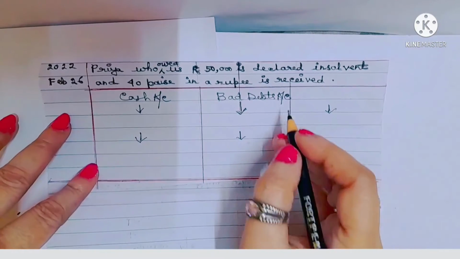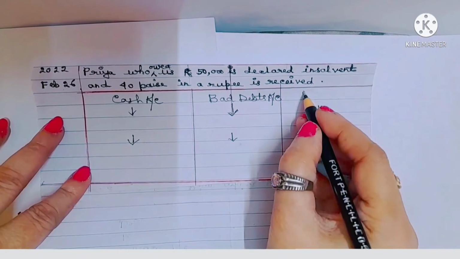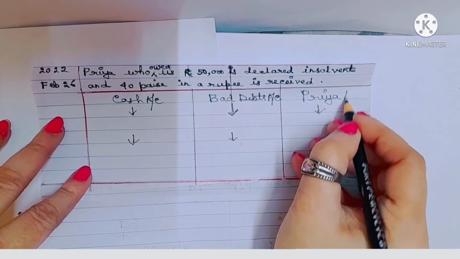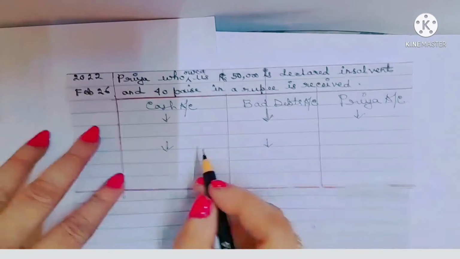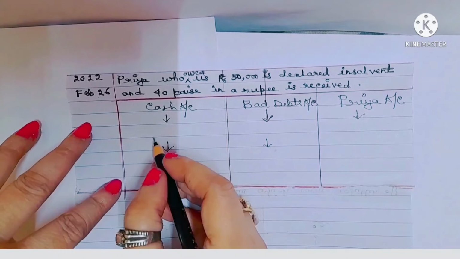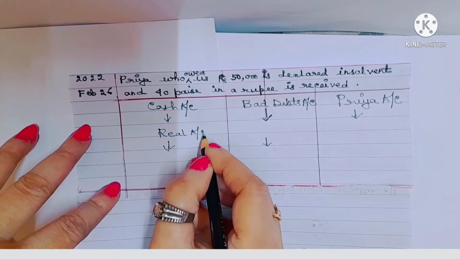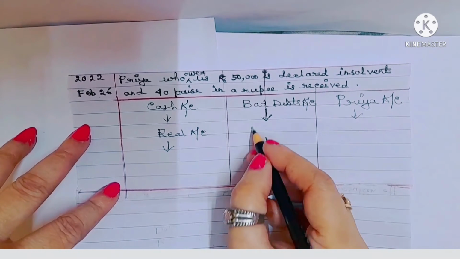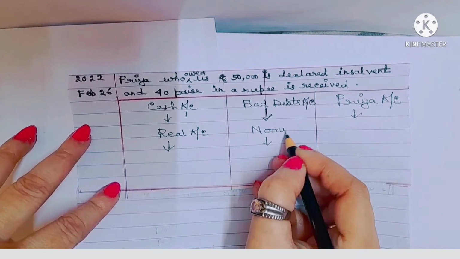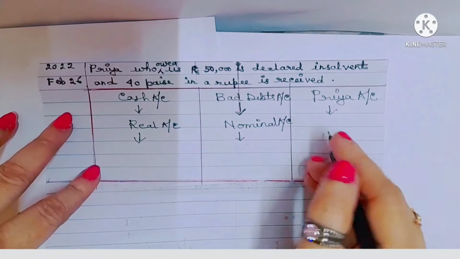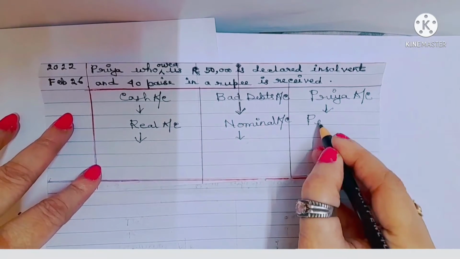What is the third account? The third account is Priya account. So cash always falls under real account. We all know bad debts falls under nominal account. Priya falls under personal account.